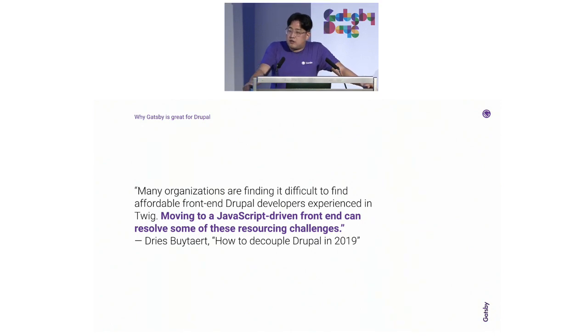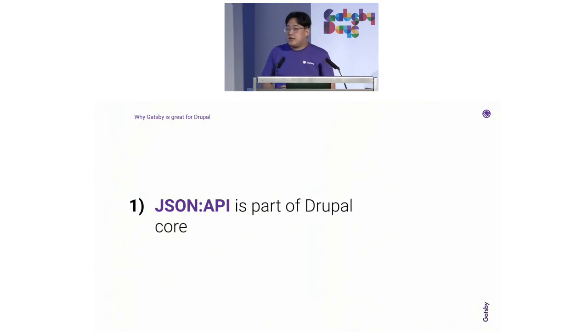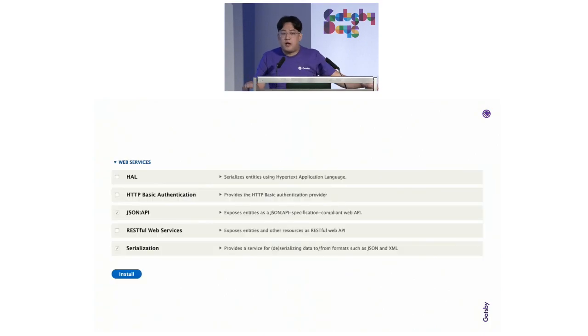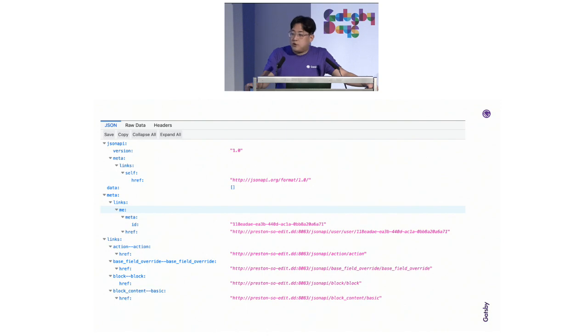So with that, let's talk briefly about why Drupal for Gatsby. I know a lot of the Contentful or Prismic adherents in the room are probably kind of skeptical. Well, the project lead of Drupal himself, Dries Buytaert, said that moving to a JavaScript-driven front end can actually solve a lot of the resourcing challenges you find today in Drupal. One reason is that JSON API, which is a very common API specification, is now part of Drupal core. It's actually one of those specifications that's been adopted by Ember.js as well, if you have used Ember in the past. And that means that after only a few clicks, this isn't your old Drupal that you were used to before. You've got an amazing headless CMS with just a few clicks, enable a couple of modules in your Drupal 8 UI, and boom, you have an API that is now fully functional that you can consume through Gatsby.